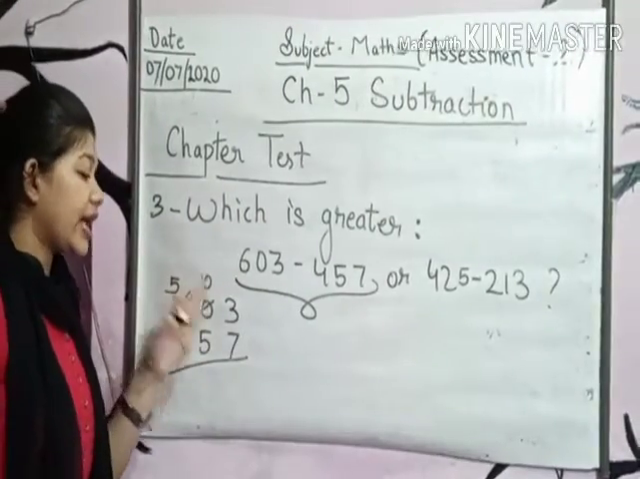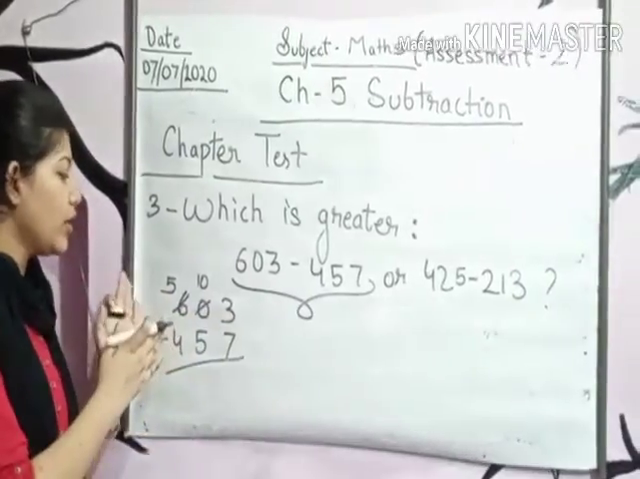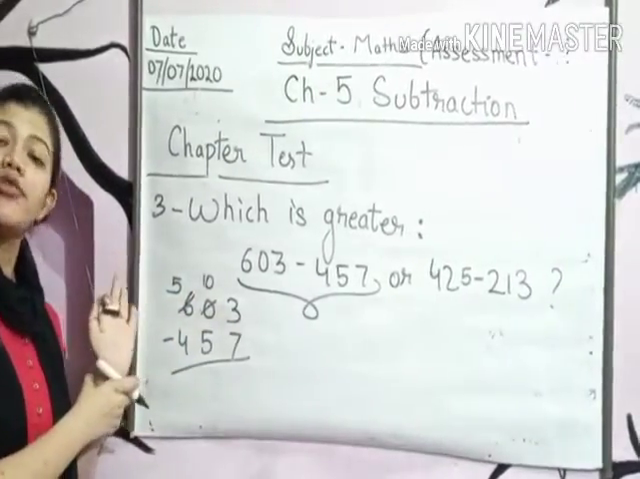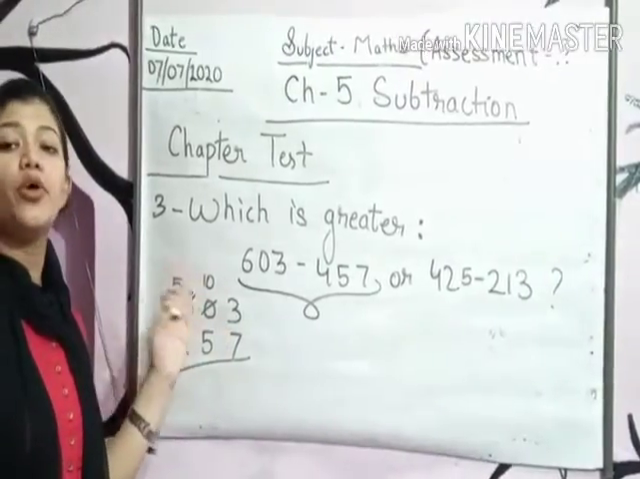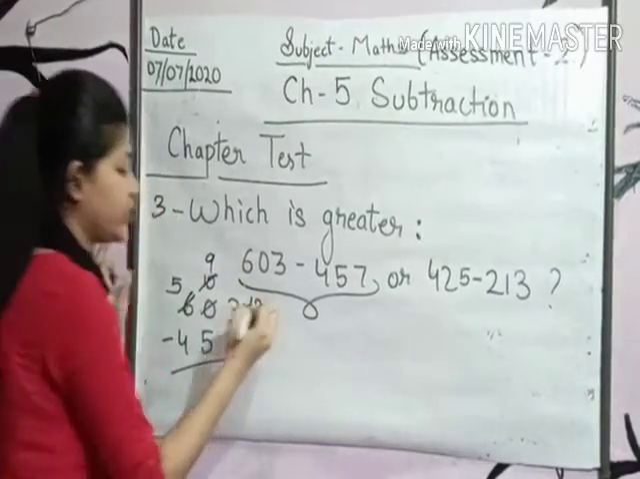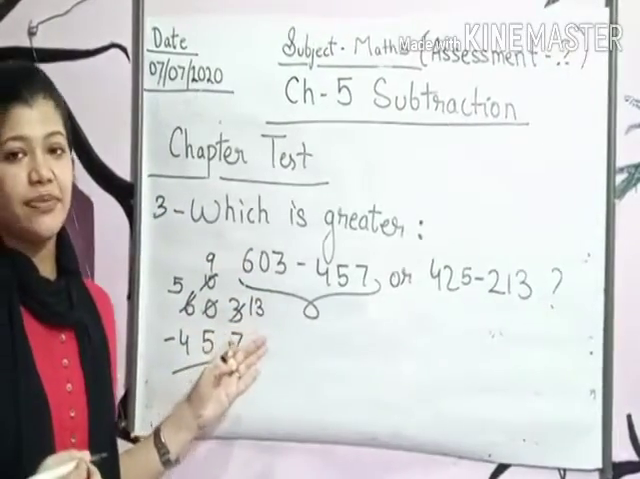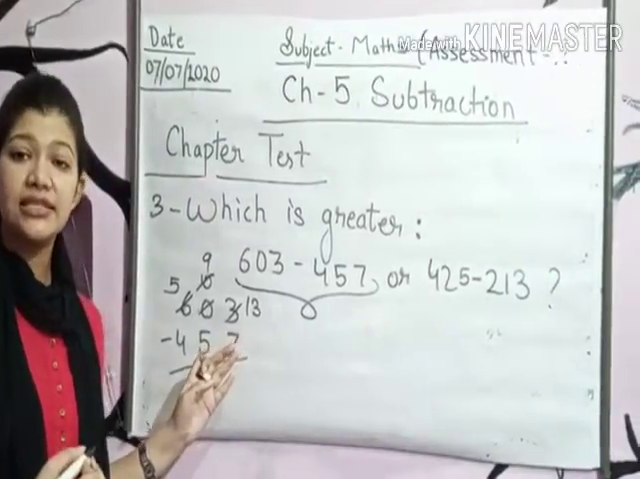Now again we will take borrow from tens. Right now tens has taken borrow from hundreds. Now it's ones turn. Yes, now ones will take borrow from tens. So tens will become 9 and this will become 13. Now we can easily subtract. 13 minus 7 is equal to 6. Yes.